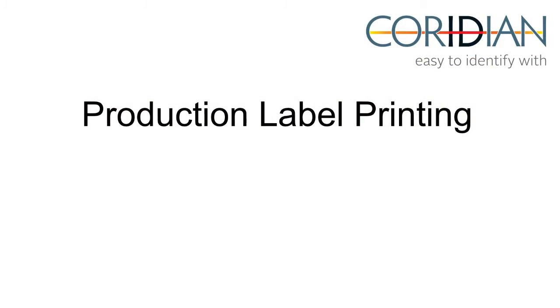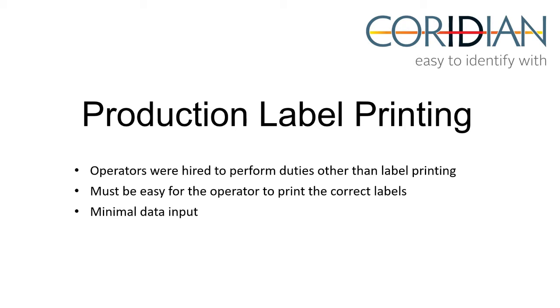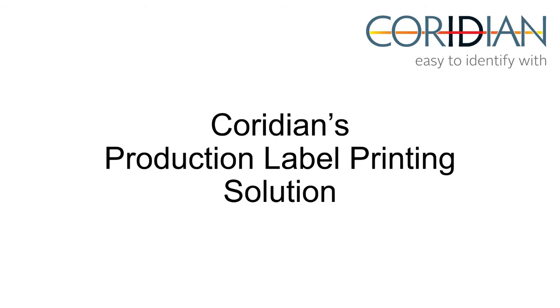Today we are talking about production label printing. Whenever we are printing labels in a production environment, we have to keep in mind that the operators were hired to perform duties other than label printing. This means that it must be easy for the operator to print the correct labels with minimal data input, and for data integrity, the use of barcode technology whenever possible. This leads us to Coridian's production label printing solution.